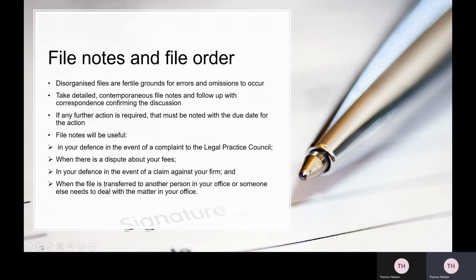I'll refer to a case later where the defense of the legal practitioner concerned was successful, and one of the reasons why his defense was successful is that he kept detailed file notes.